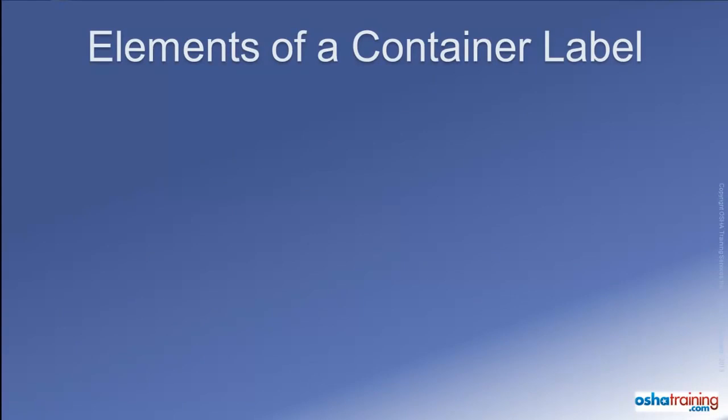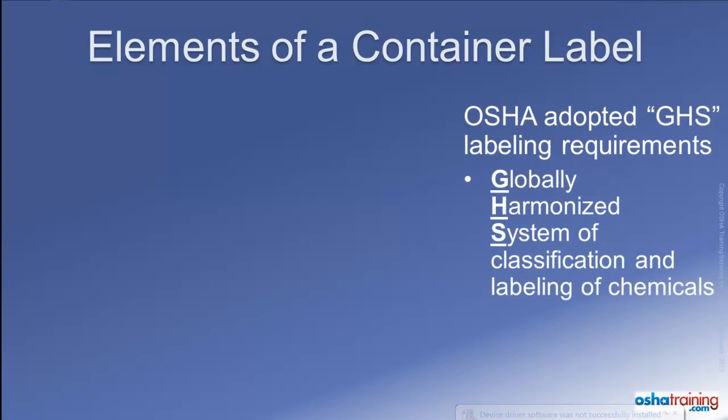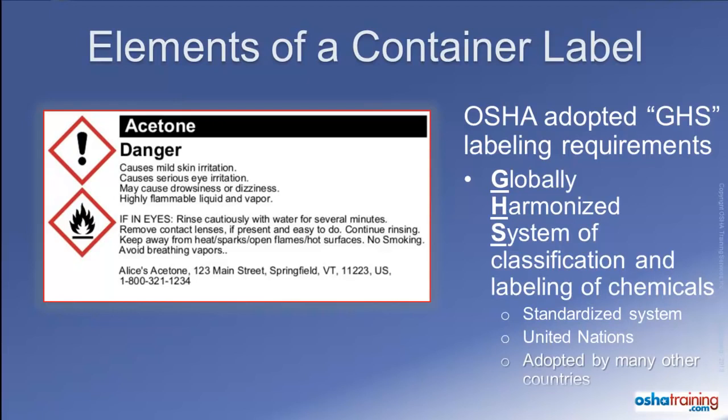To improve information available to workers, OSHA adopted the labeling requirements of the GHS. That stands for the Globally Harmonized System of Classification and Labeling of Chemicals. The GHS is a standardized system, meaning there will be consistency in the information appearing on container labels once this system is fully adopted. This system was developed by the United Nations, which means that, once fully implemented, container labels for products from around the world will be standardized, which is of increased importance in our global economy.